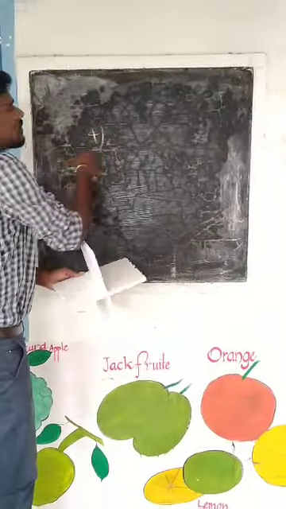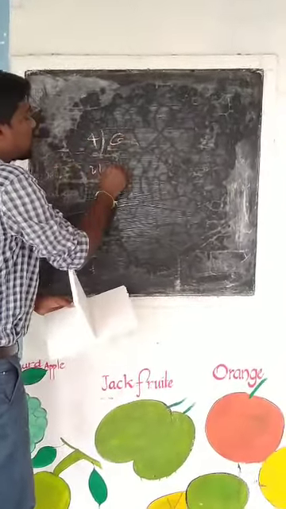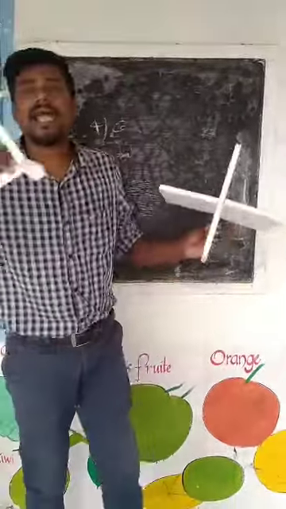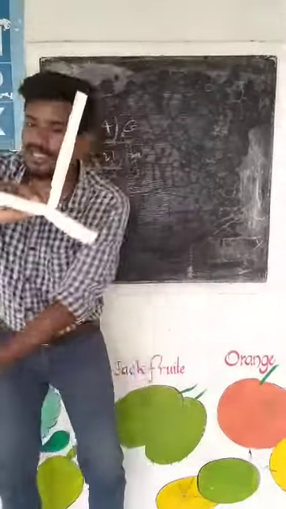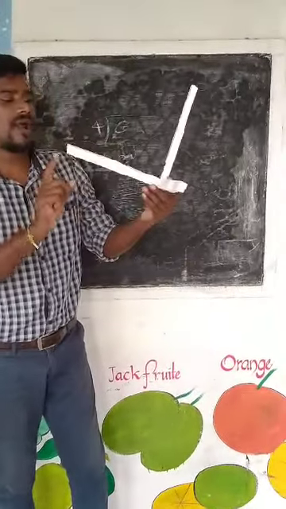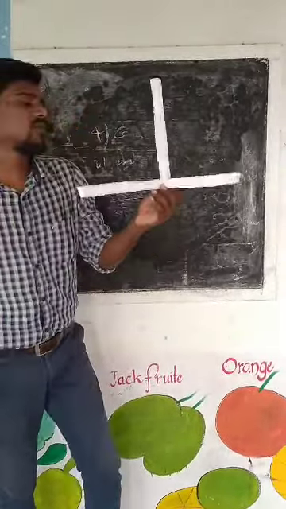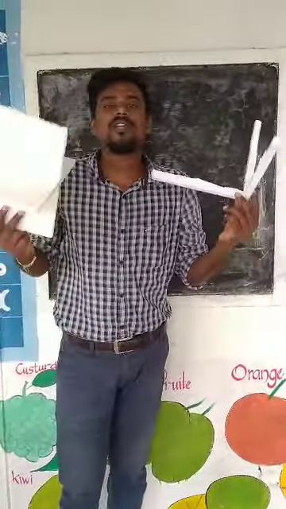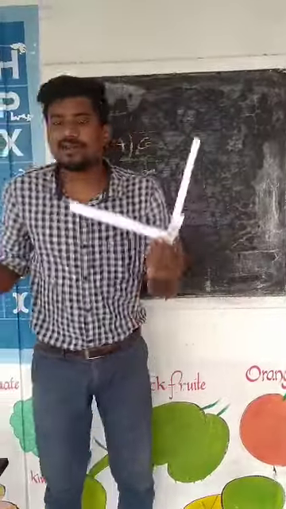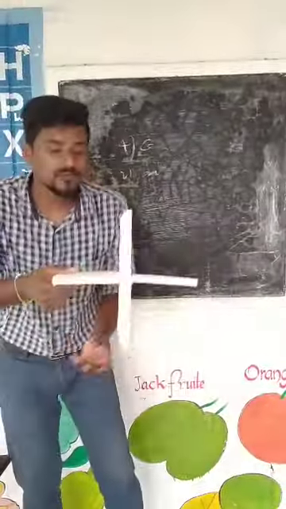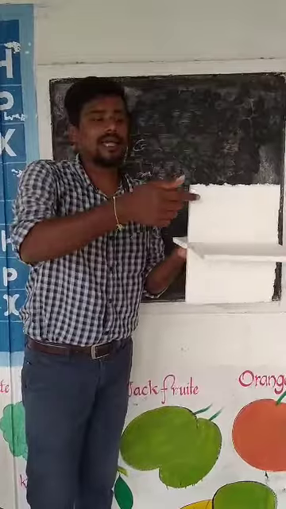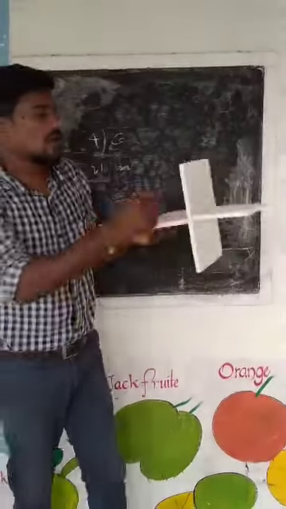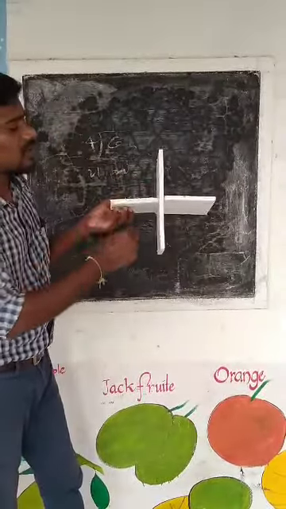Four quadrants, two planes and three axes: x-axis, y-axis and z-axis. All are perpendicular to each other. Before you draw projection, you have to know all this: three axes, two planes (horizontal plane, vertical plane), and four quadrants: first, second, third, fourth.